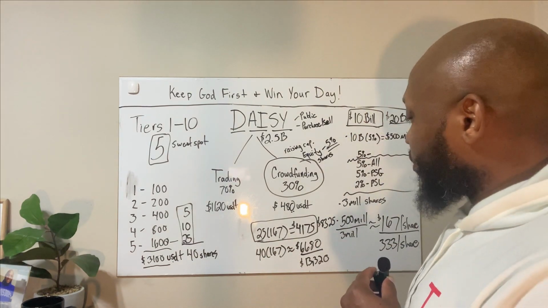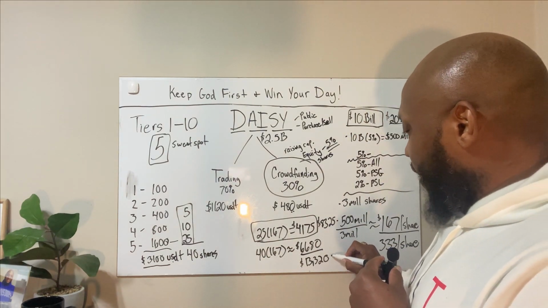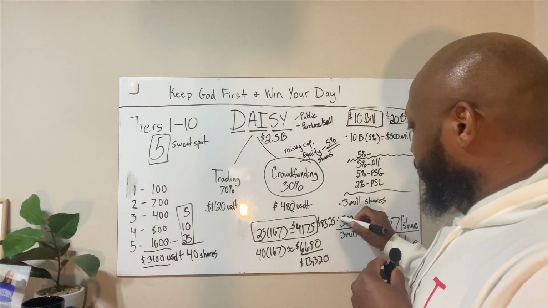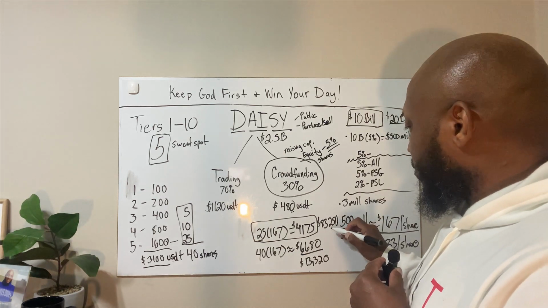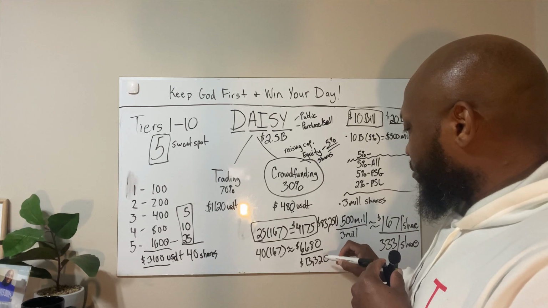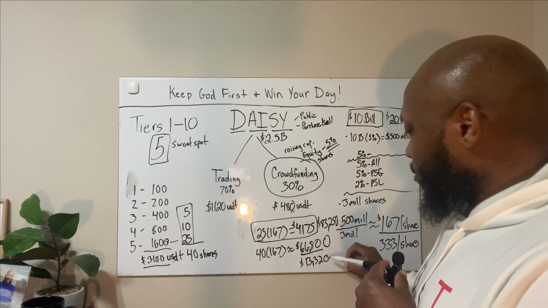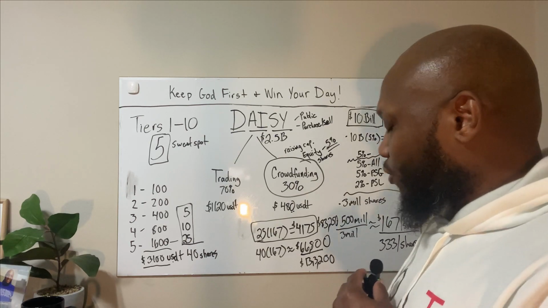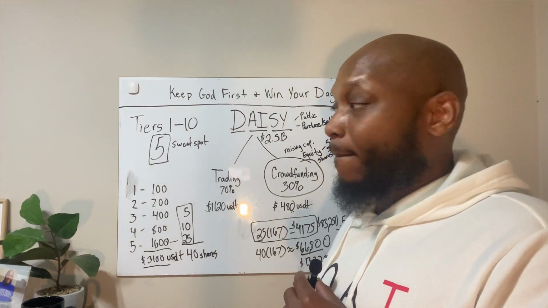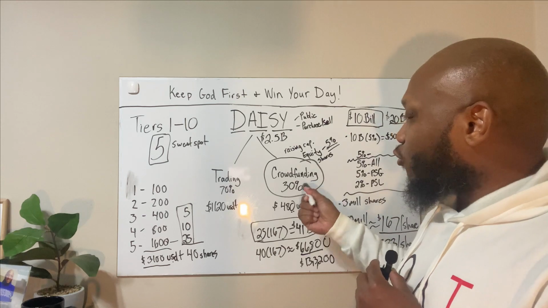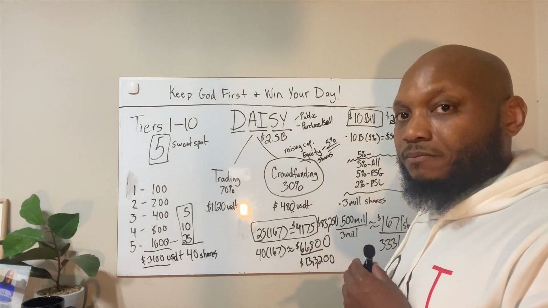What if it's $100 billion? Now all you need to do is start adding zeros to this, right? So you add a zero here, that's 83,000. You add a zero here, that's 66,000. You add a zero here, that's 133,000, ladies and gentlemen. That's what the crowdfund is.